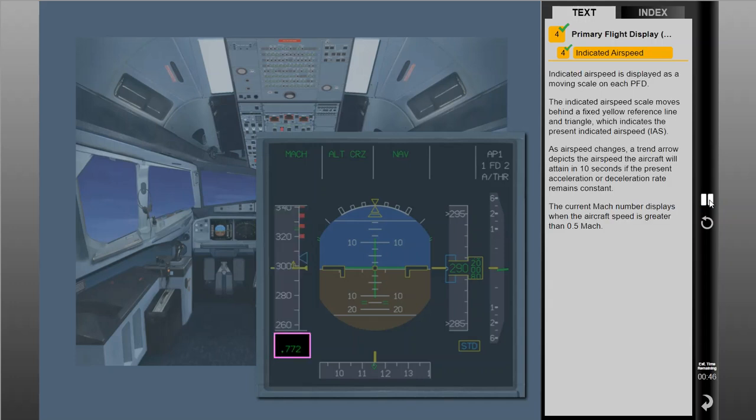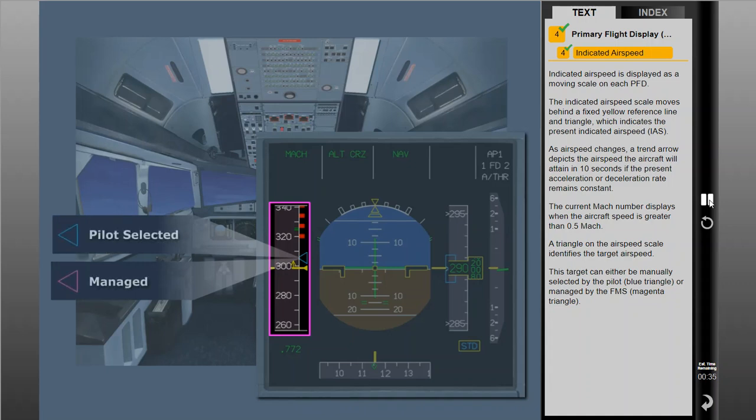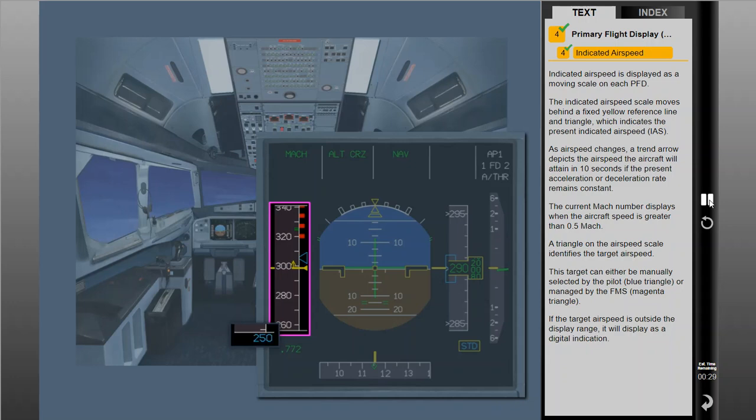The current Mach number displays when the aircraft speed is greater than 0.5 Mach. A triangle on the airspeed scale identifies the target airspeed. The target can either be manually selected by the pilot or managed by the FMS. If the target airspeed is outside the display range, it will display as a digital indication.